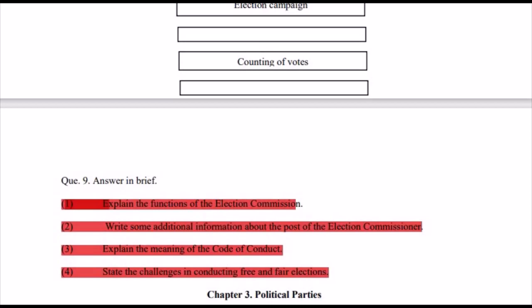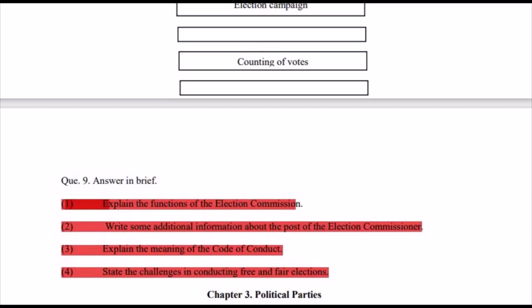Now we will see the next question. Explain the meaning of code of conduct. The word code of conduct, whenever it comes to your mind, my dear students, please remember it is rules or the laws. Simple. What are the laws laid down by the Election Commission?